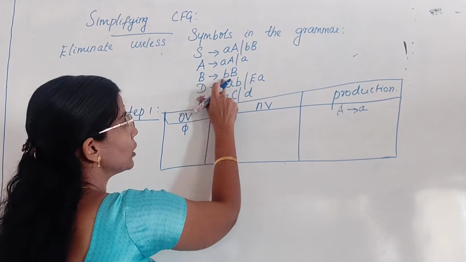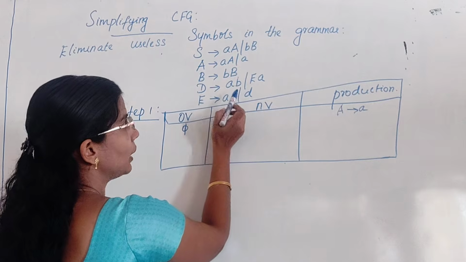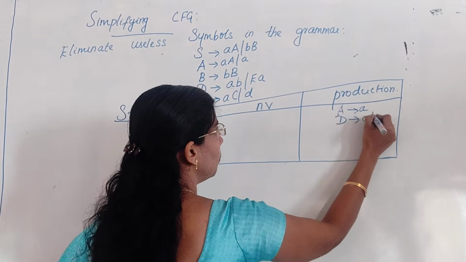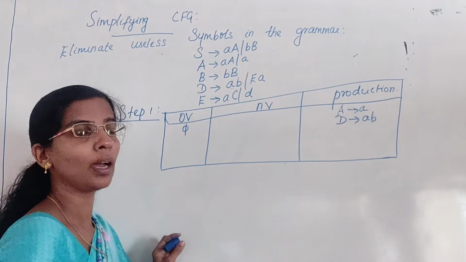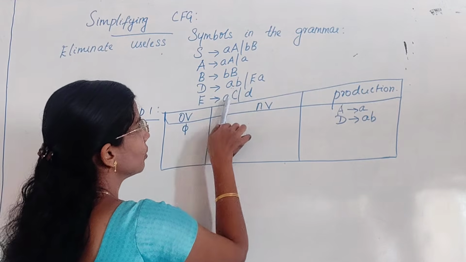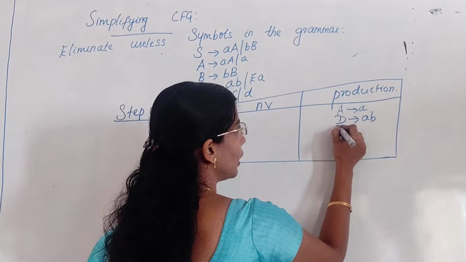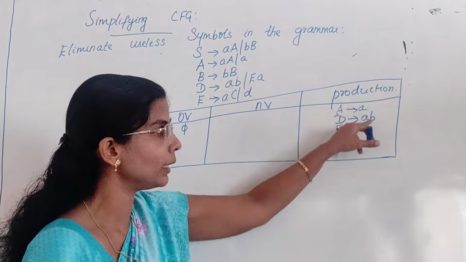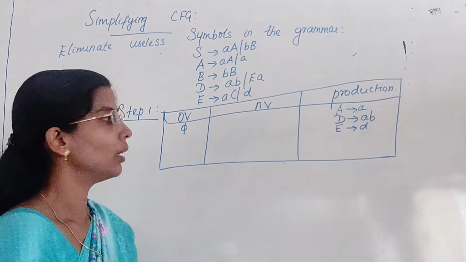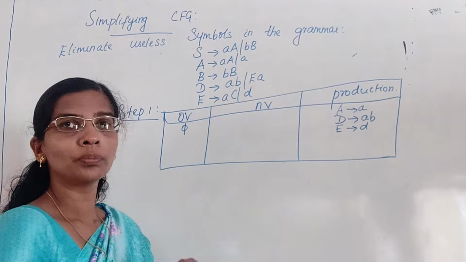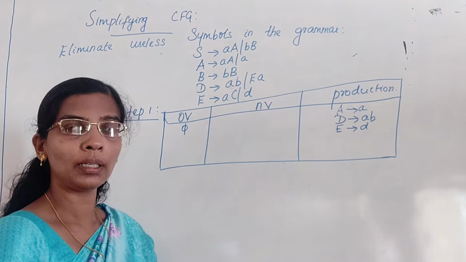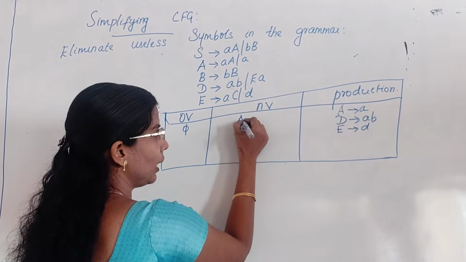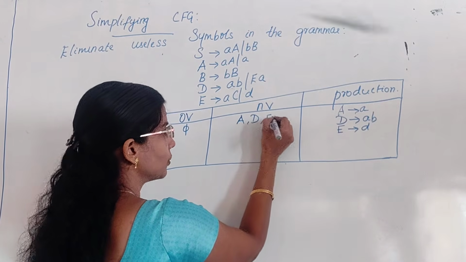Next is a combination of both terminal and non-terminal. And here, one more, D tends to a, b, only terminals in the RHS. Next, E tends to d. All these productions have only terminals in the RHS. Now in this new variable column, the other name for non-terminal is variable, you write all these variables here: A, D, E.